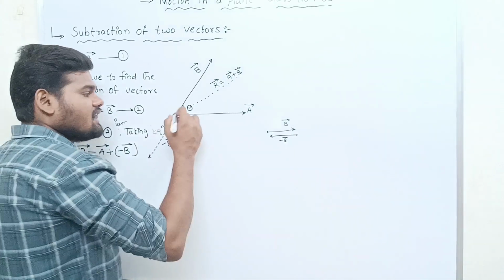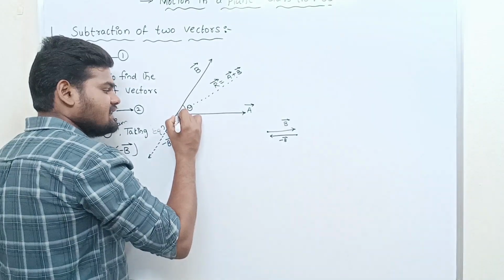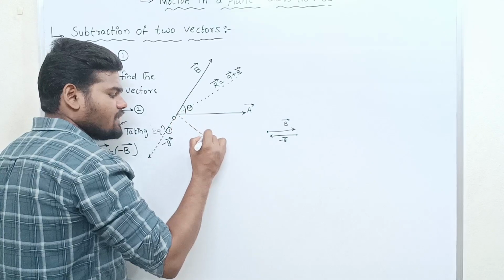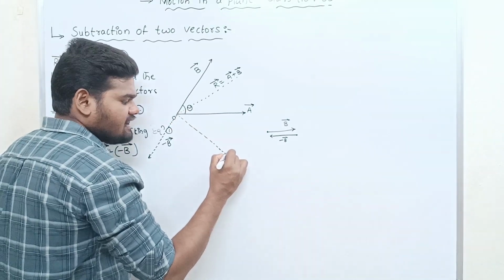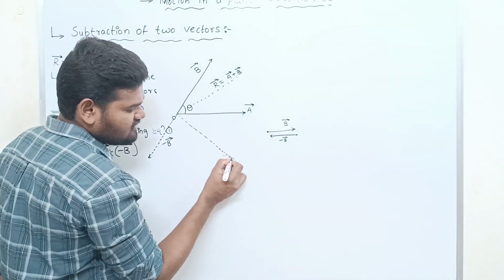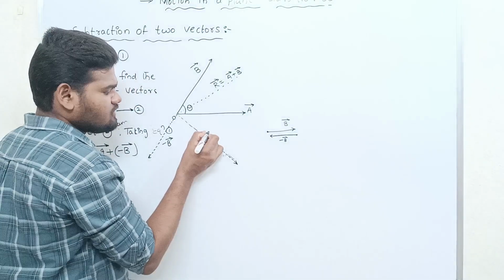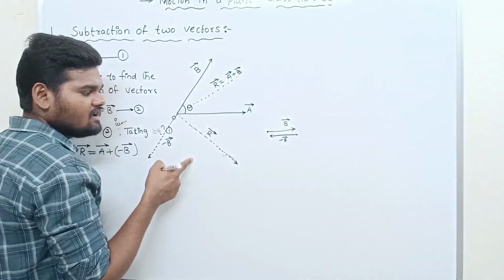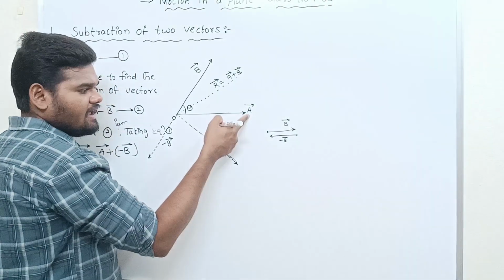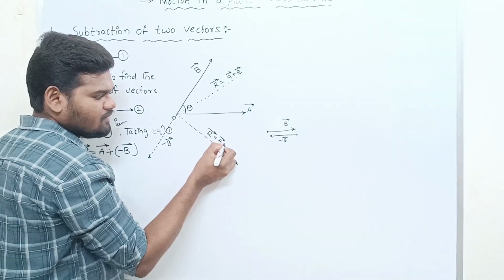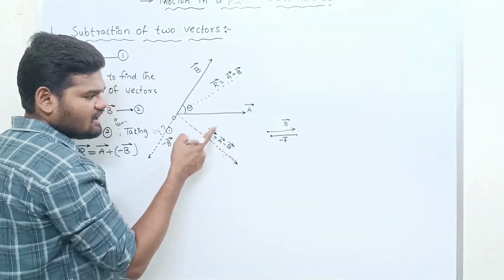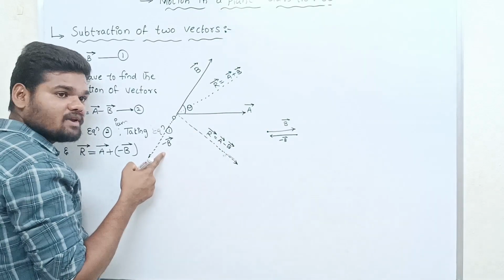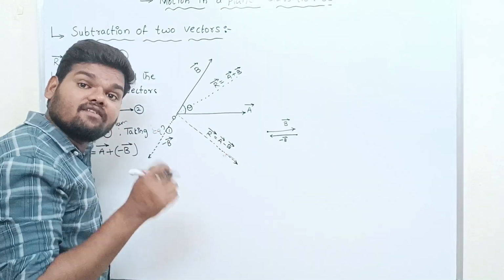So according to the parallelogram law of vector addition, the diagonal of the parallelogram gives the resultant of the two vectors. So just draw the straight lines. So this is R bar. R bar is equal to a bar minus b bar. So this gives the subtraction of two vectors.